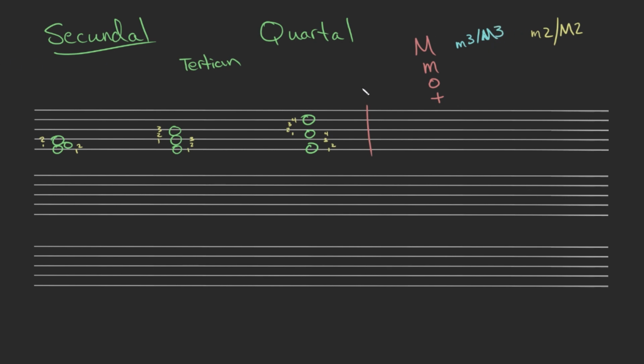Okay, so what do we use for quartal? Well, quartal is going to use the next steps up. So a minor second is 1 half step, a major second is 2 half steps, a minor third is 3 half steps, a major third is 4 half steps. Okay, so we're going to use the differences with the quartal.